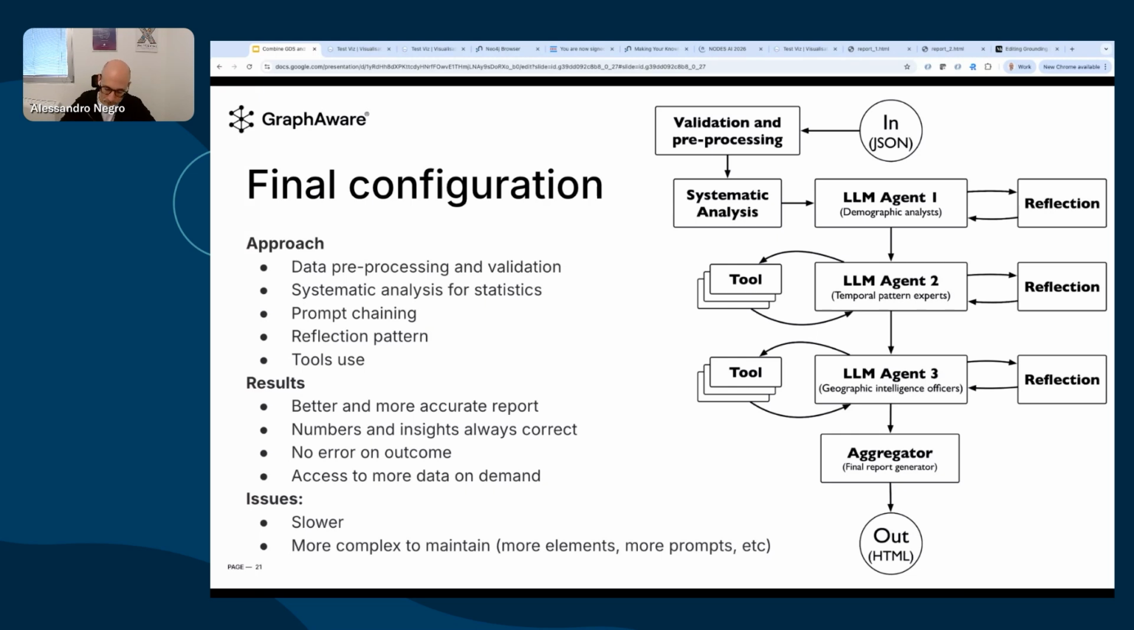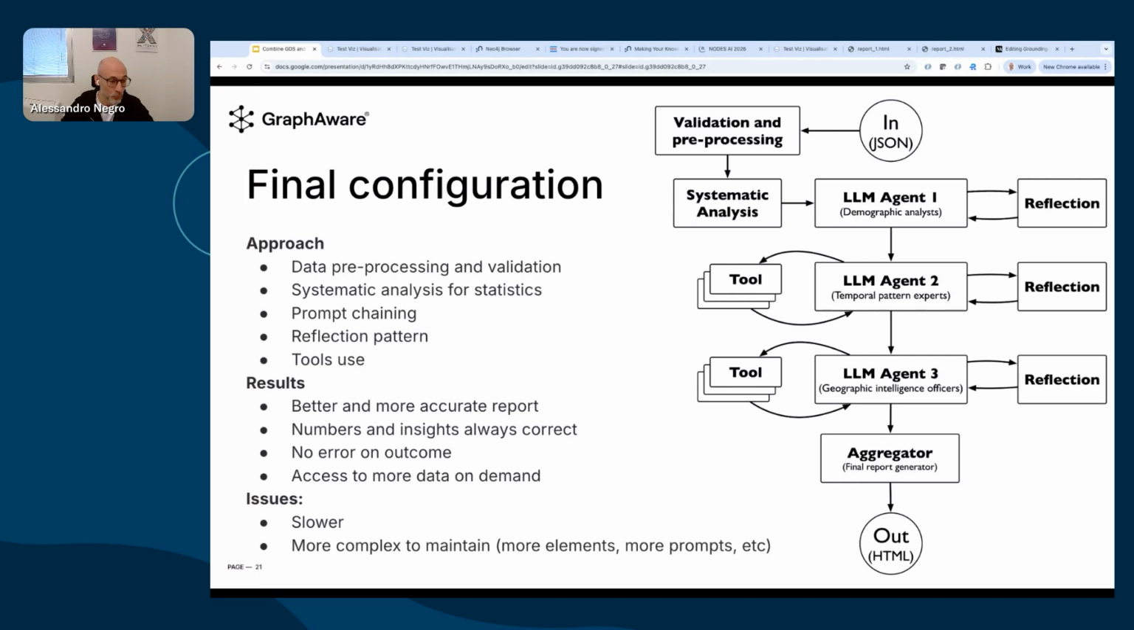Then we introduced the reflection pattern. In this case, it's a self-reflection. So we use the same LLM, but with different prompts. In this case, the reflection literally takes the result of each agent and evaluates it. So we wrote the prompt to have a list of criteria that have to be met. And if the report respects them, it passes to the next step. Otherwise, it comes back to the previous one with a list of critical errors and a list of improvements. And this boosted our quality by 10 times, I'd say.